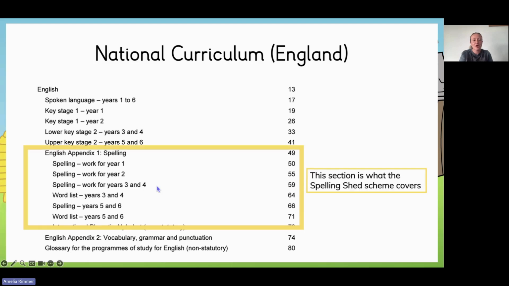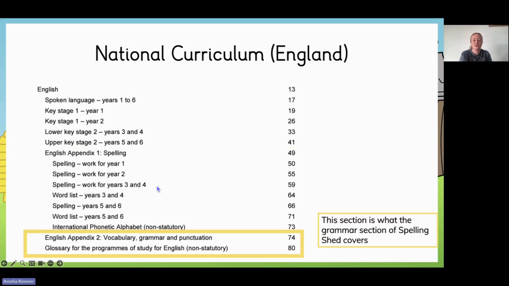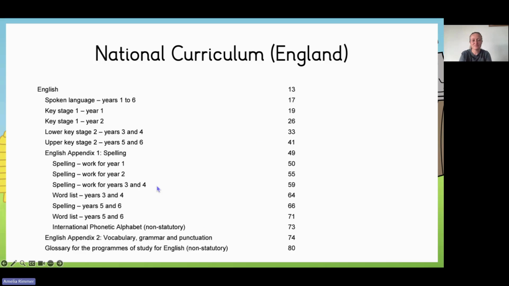Then we've got English Appendix 1, which is the spelling appendix, and that again lists the sections to be covered in each year. That is what the Spelling Shed scheme covers. So your main spelling scheme will cover all of those objectives in there. Then you've got Appendix 2, which is the vocabulary, grammar and punctuation. That is what the grammar section of Spelling Shed covers. So all of the grammar and punctuation resources in there will be covered by those sort of activities.